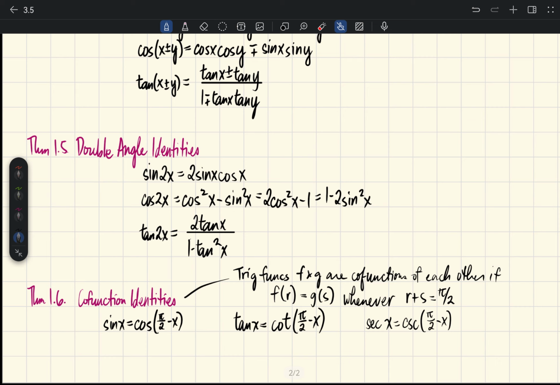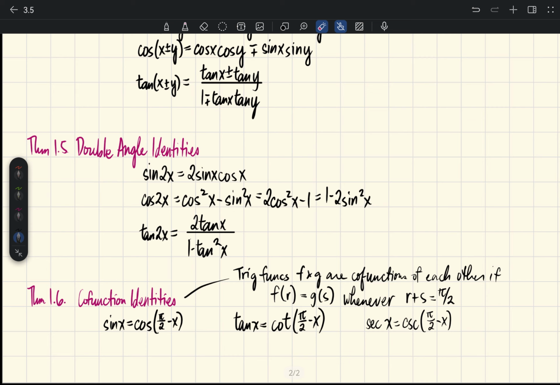So basically, ano yung sinasabi ni cofunction identities? If you have two angles such that their sum is pi over 2, then f and g are cofunctions of each other whenever f of r is the same as g of s.